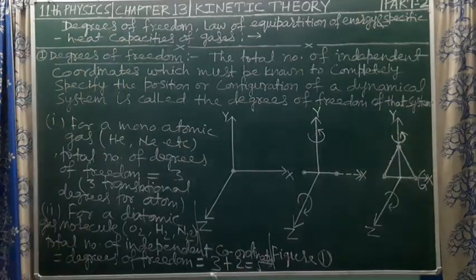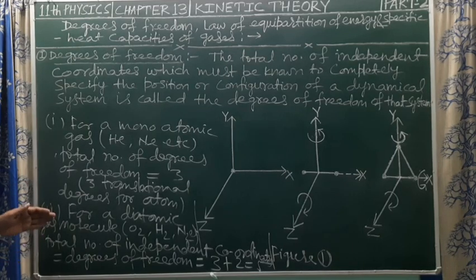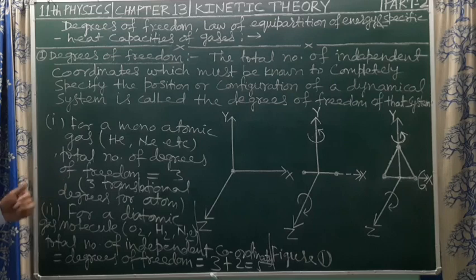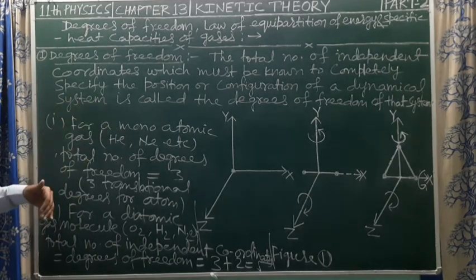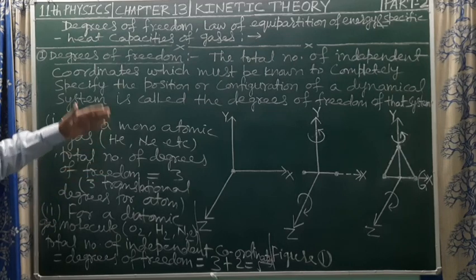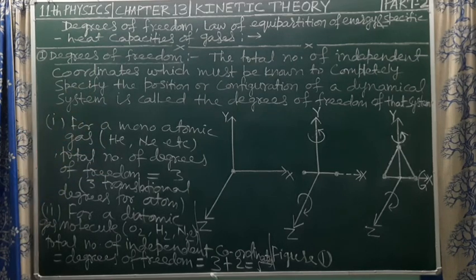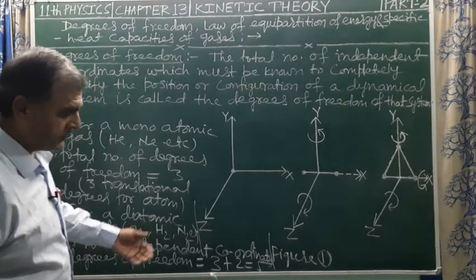So the total number of independent coordinates, which are called degrees of freedom, for a diatomic molecule are 3 translational coordinates for translational motion along the x-axis, y-axis and z-axis, that is a straight line motion, and 2 rotational. So total degrees of freedom for a diatomic molecule are 3 plus 2, that is 5.